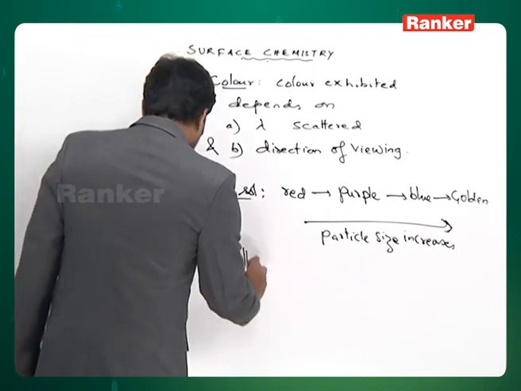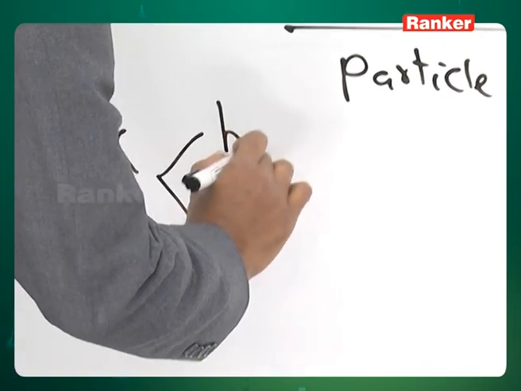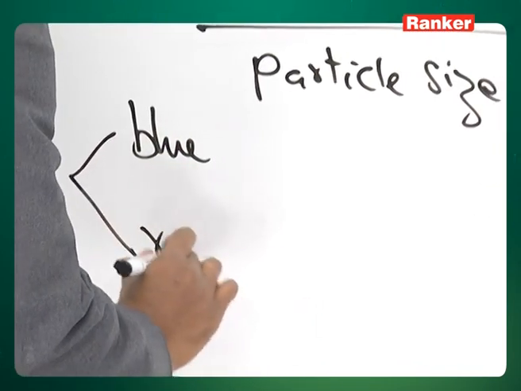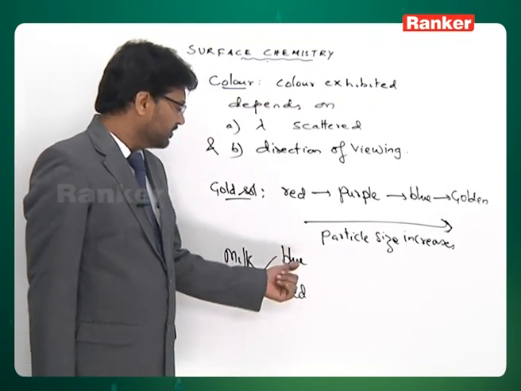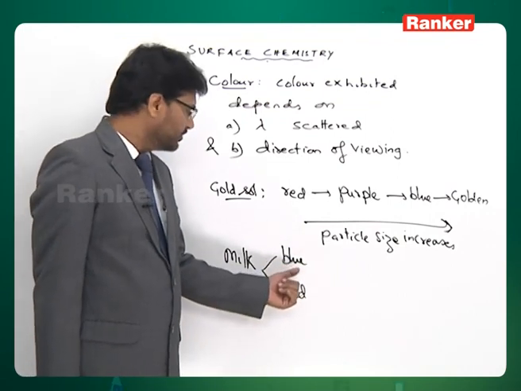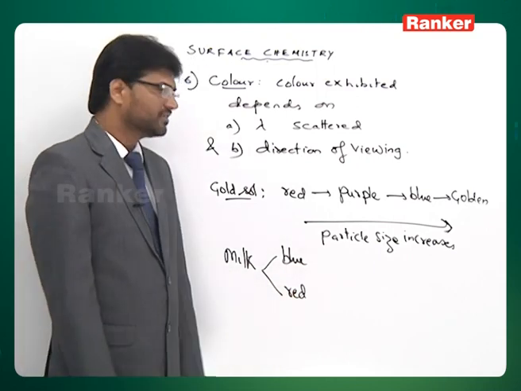Milk may appear blue or red. It depends upon the direction. If you view it through the reflected light, it appears blue. If you view it through the transmitted light, it appears red.